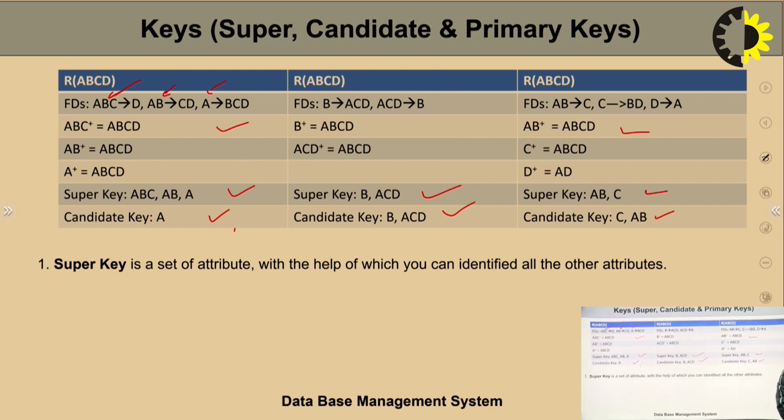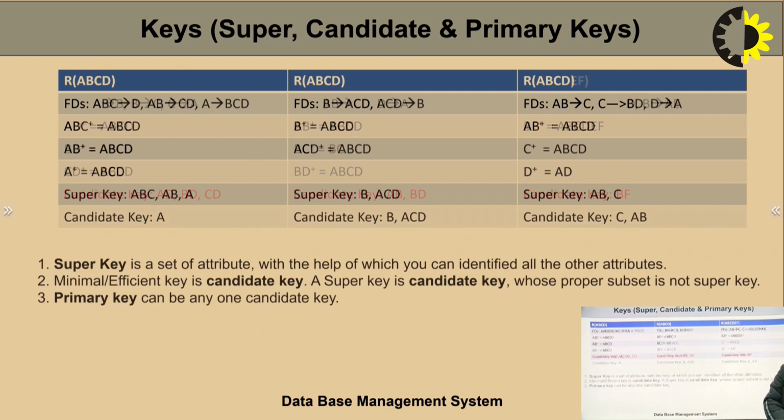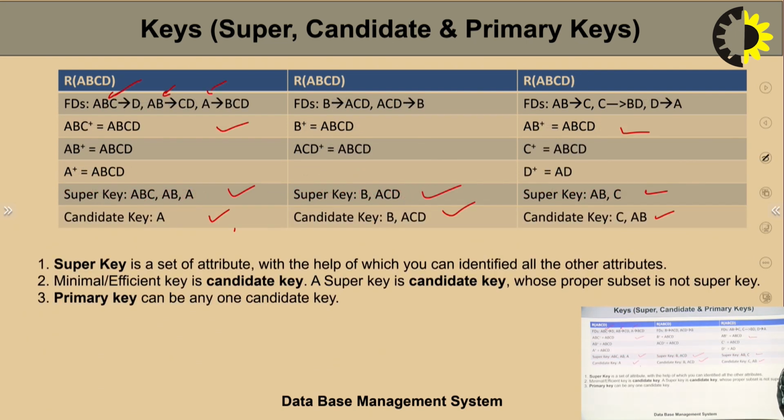In the definition part, we can say that a super key is a set of attributes that can help you identify all the attributes. A candidate key is a super key whose proper subset is not a super key. A primary key can be any one of the candidate keys. The super key is any set of attributes that identifies the tuples of a relation.